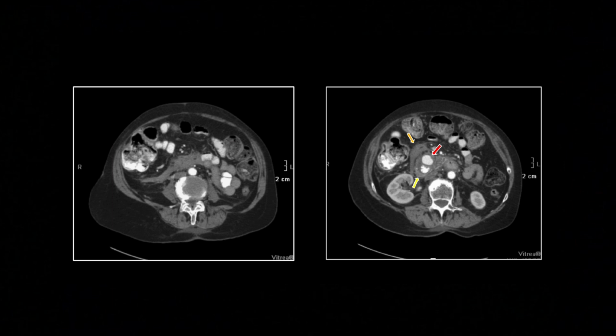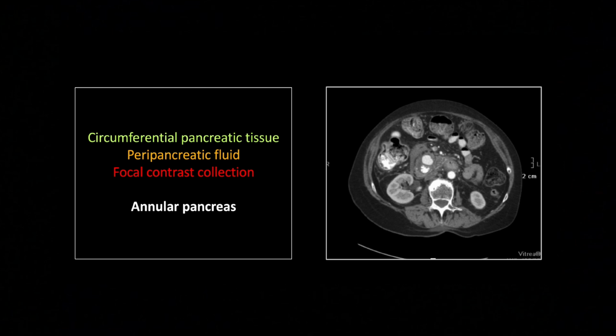All right, so that's an annular pancreas with an acute GI bleed.